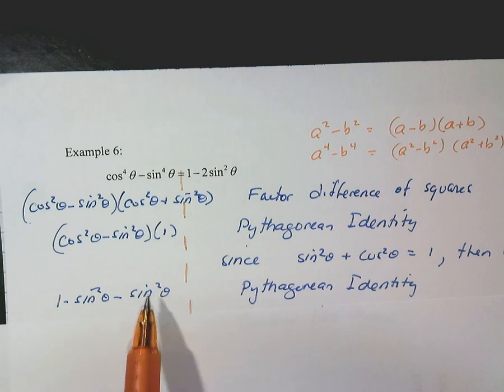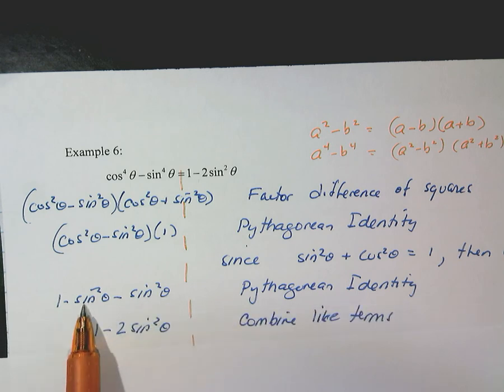Now I can combine like terms. I have 2 of these, so 1 minus 2 sine squared theta is where I want to end up with, and I've combined like terms.